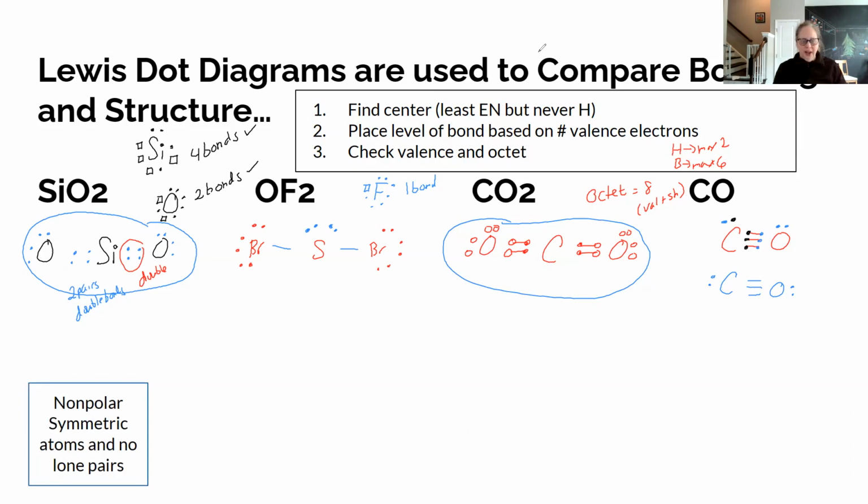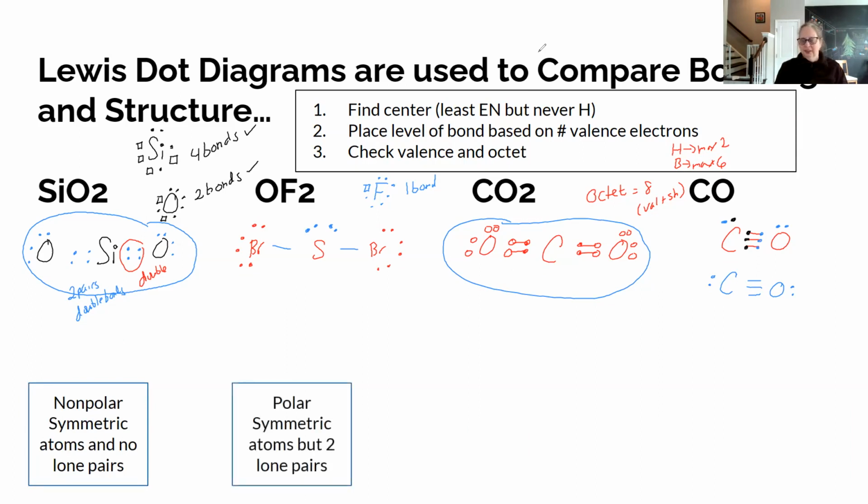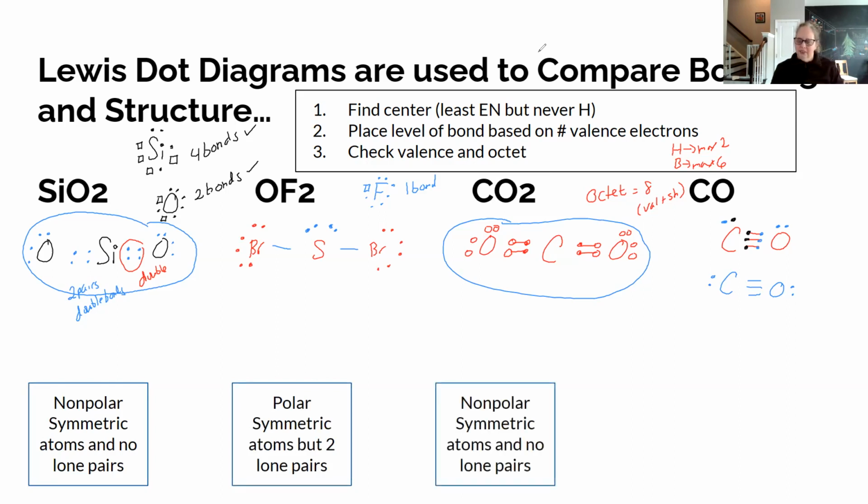OF2 or SBr2 has lone pairs, so it's polar. Carbon dioxide, symmetric and no lone pairs, non-polar. Carbon monoxide, oh, he does not follow the rules yet again because there's only 2 of him. So you can look at him and go, oh, he looks kind of equal.